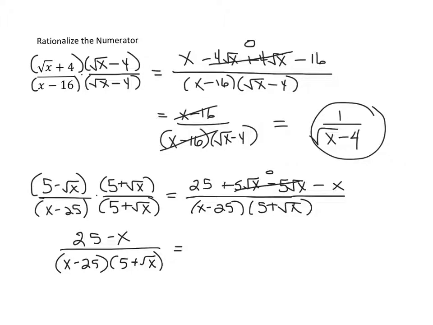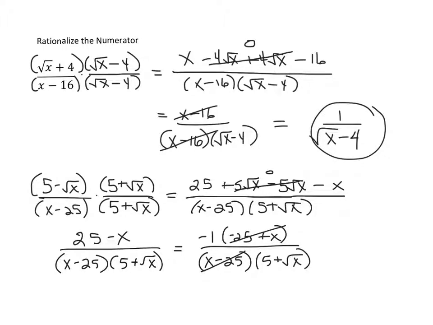So you can't just cross them out here, but what you can do is factor out from the numerator. If I factored out a negative 1, that would change it to negative 25 plus x. And now, simply by doing that, negative 25 plus x is the same as x minus 25. So these are actually the same thing. So, by factoring out the negative 1, you rewrote the problem in a way that you could cross out common factors and simplify. So our final answer is negative 1 over 5 plus square root of x.